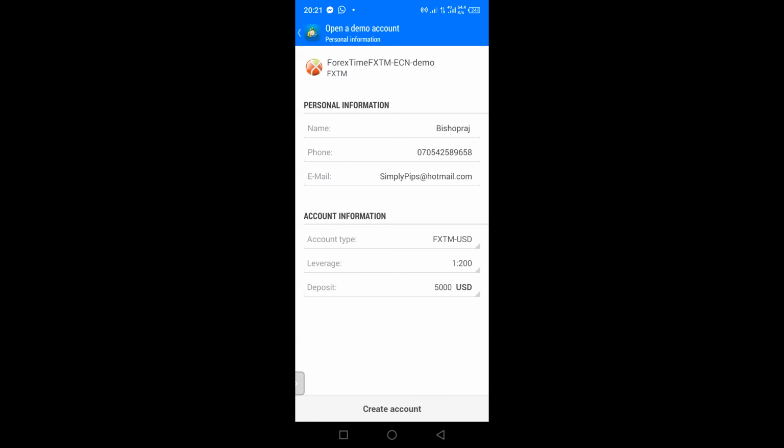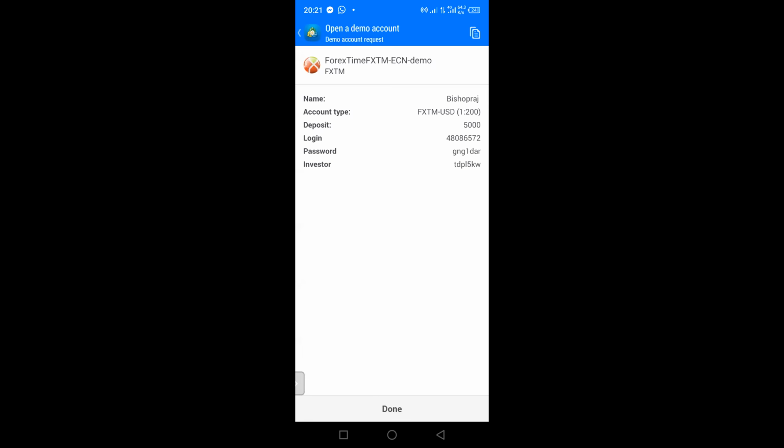Now I'm going to click on create account. Create account is on the bottom of the screen, right? I'll click on create account, and then it creates a demonstration account for me.